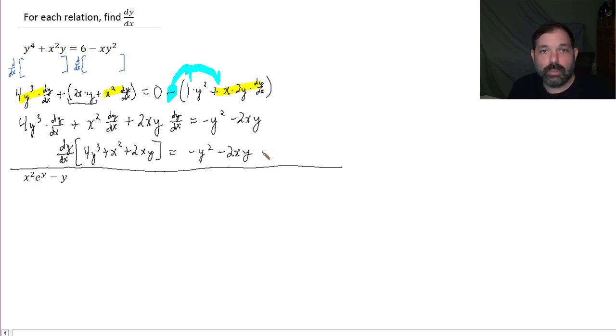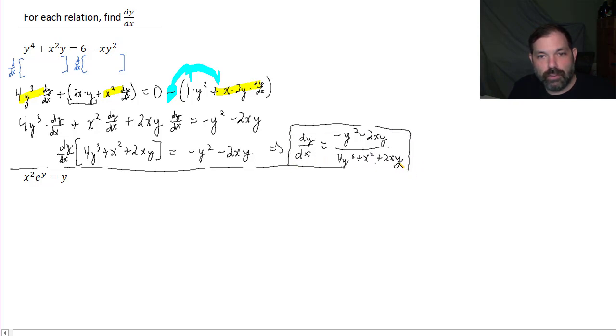So then just a little bit of division, dy/dx is then equal to negative y squared minus 2xy divided by 4y cubed plus x squared plus 2xy. And so there's dy/dx for that given relation. Why don't you pause and try the second exercise here on your own. Find dy/dx if x squared times e to the y is equal to y.